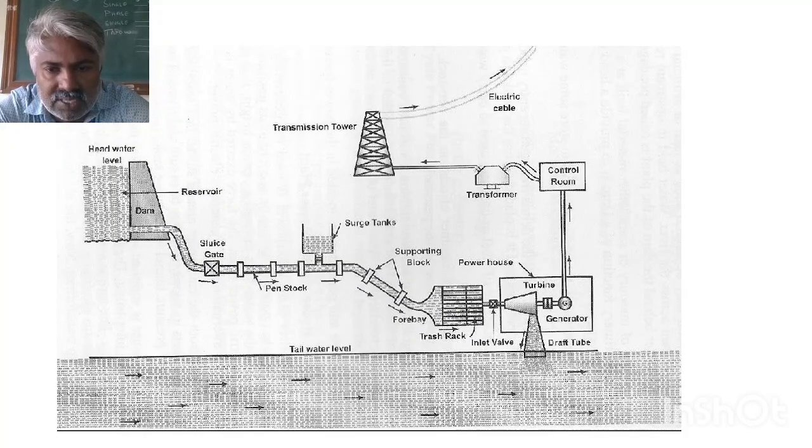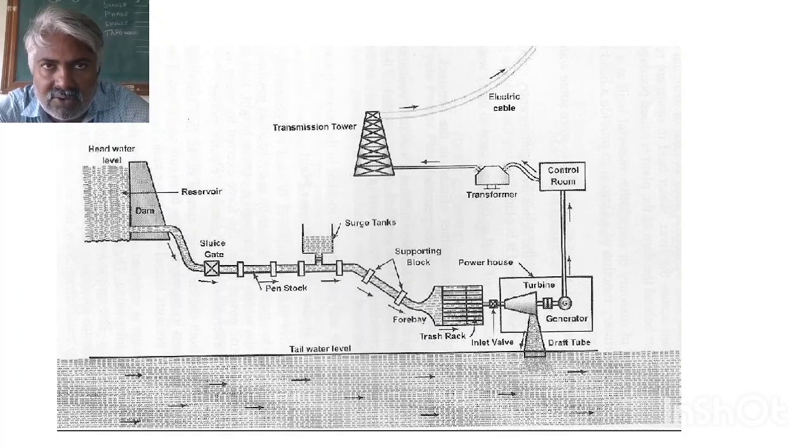So under high pressure, it will go through the inlet valve to a turbine. So we have a turbine here. It may be a horizontal turbine like a Pelton wheel. It may be a vertical axis turbine like a Francis turbine. So the jet of water at high pressure will impact the turbine blades.